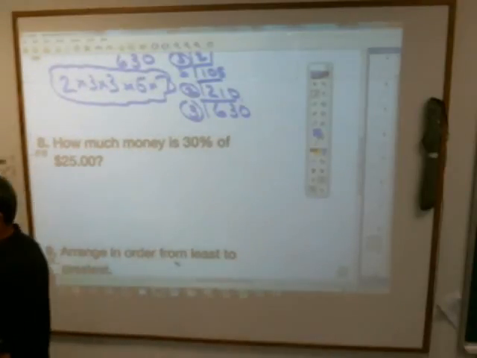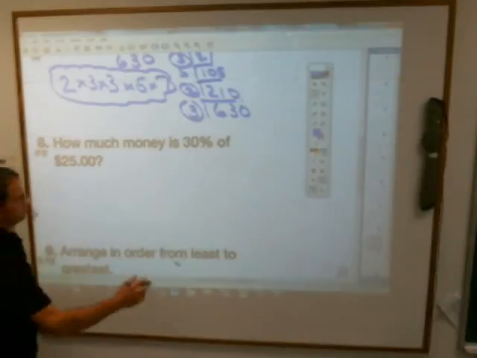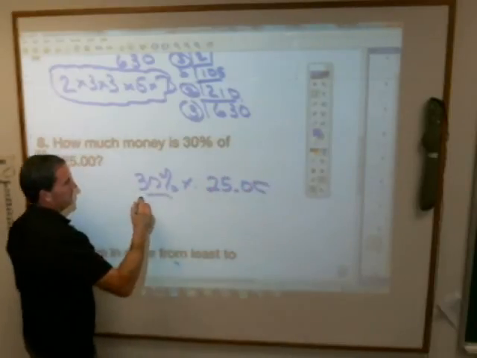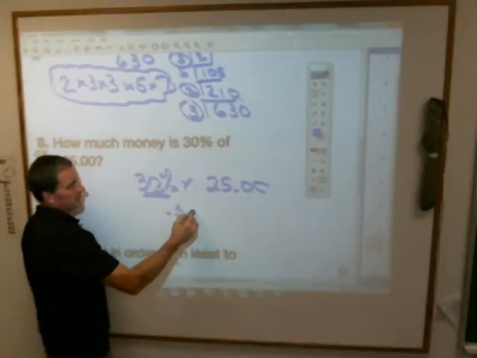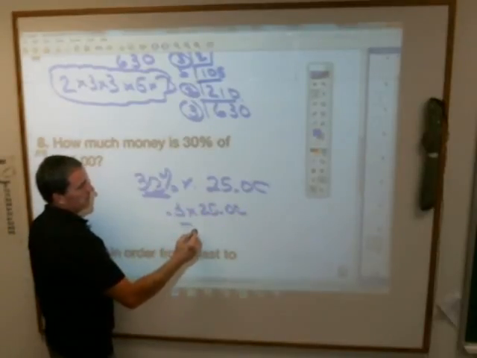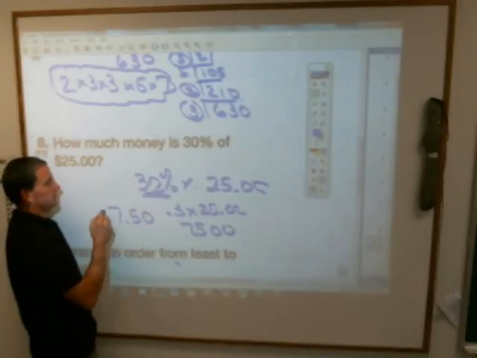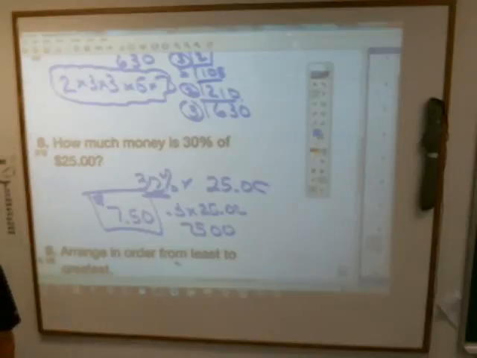How much money is 30% of $25? Have I given you the speech that tax and tip is? Percents are, the word of is times. So you need to take 30% times $25. But you can't leave 30% as it is, you need to change it to a fraction or a decimal. In this case, I would change it to probably a decimal. Move the decimal back 2 places, it's 0.3 times $25. And if you do that, you get 7500, 3 decimal places back, $7.50. 3/10 of.